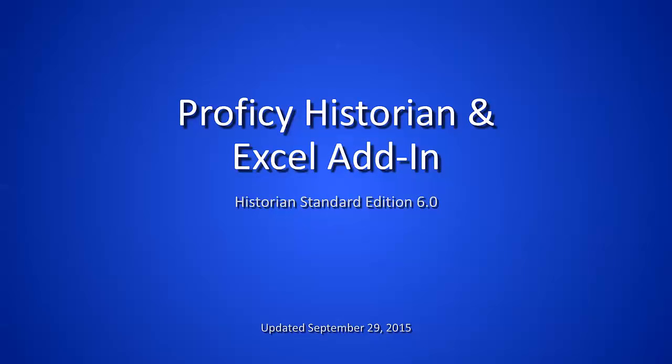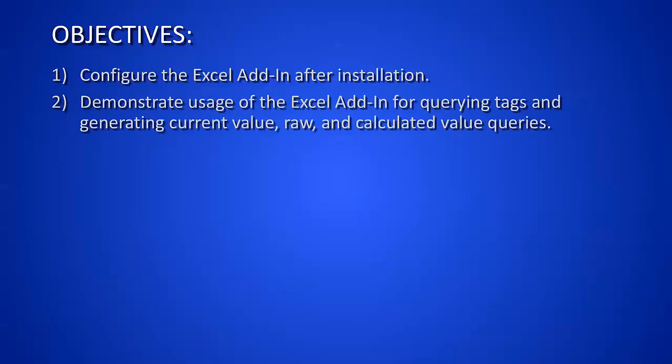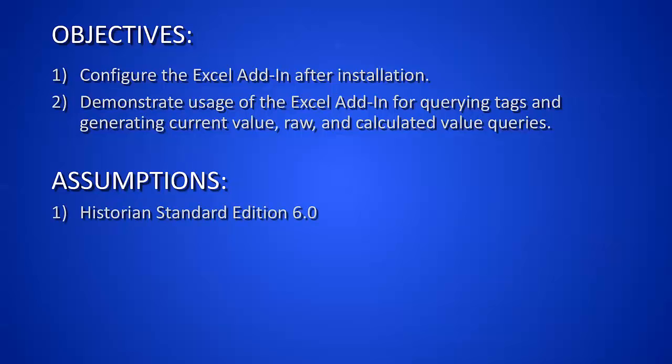Today we'll be talking about Proficy Historian and the Excel Add-In. Our objectives are to configure the Excel Add-In after installation, to demonstrate usage of the Excel Add-In for querying tags and generating current value, raw, and calculated value queries, with the assumptions of using Standard Historian Edition version 6.0 and Microsoft Excel 2010.